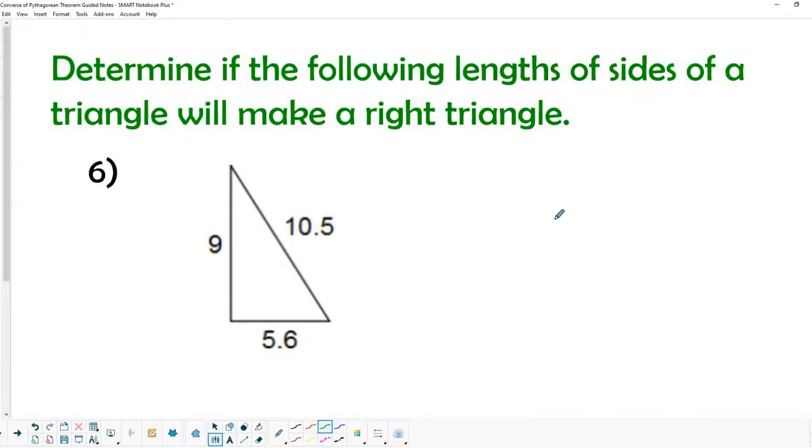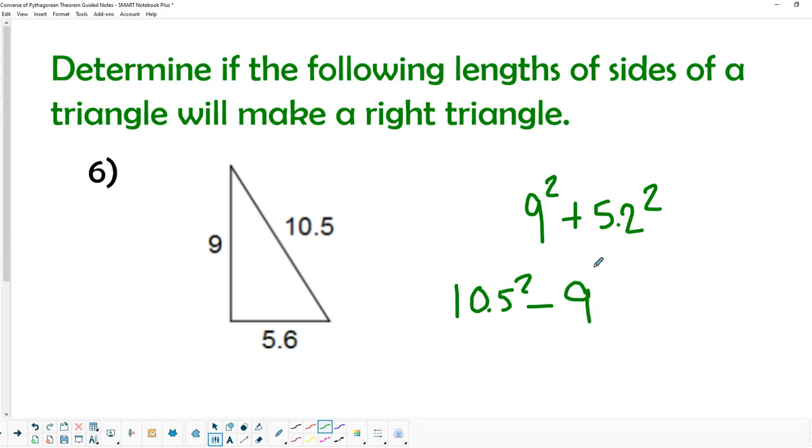We can do it. So this one we're going to look at 9 squared and 5.6 squared. And we're going to add those together, but we're also going to show you a little bit of a shortcut. So if you do 10.5, the longest side, squared, and subtract off these two smaller sides squared from the original squared, it is a right triangle if this quantity equals 0. So we're just doing the problem in the same way, but in a different approach.